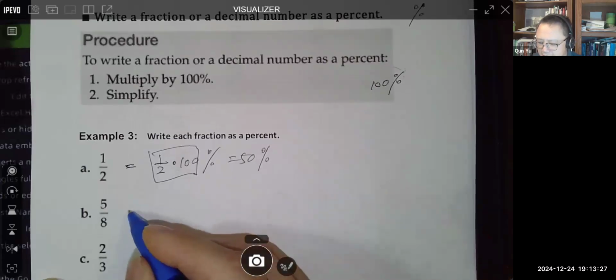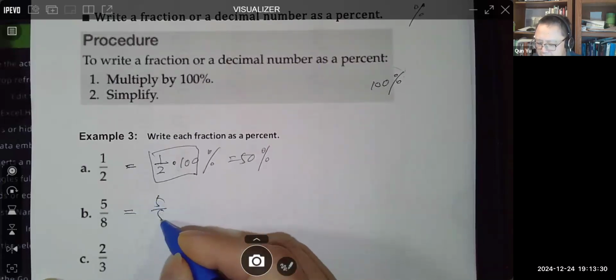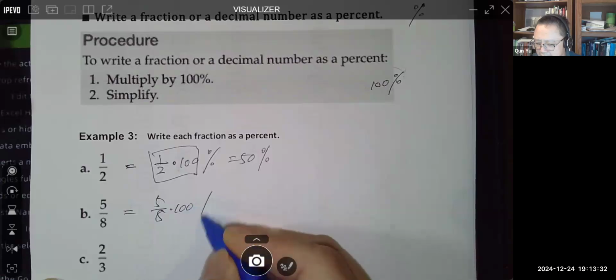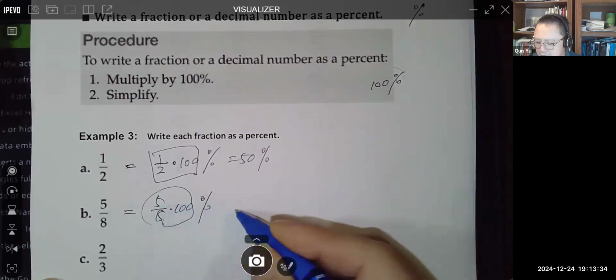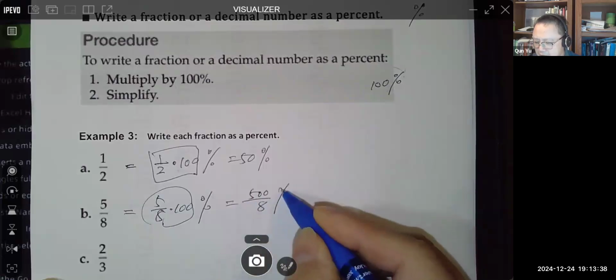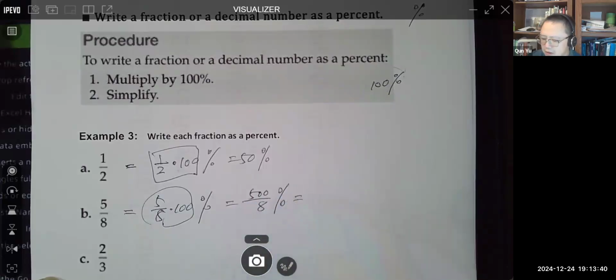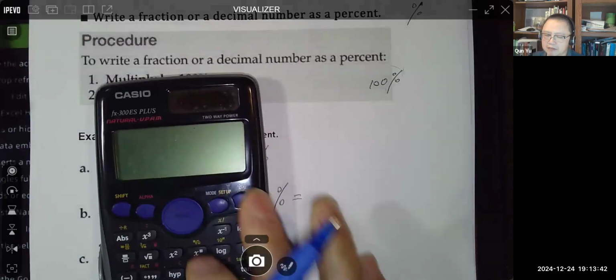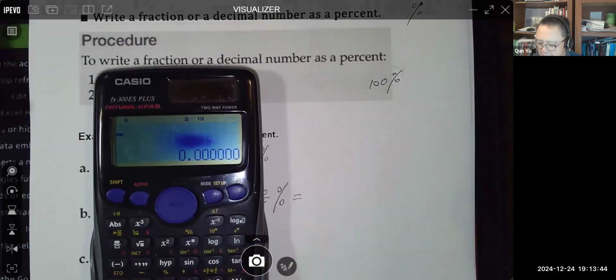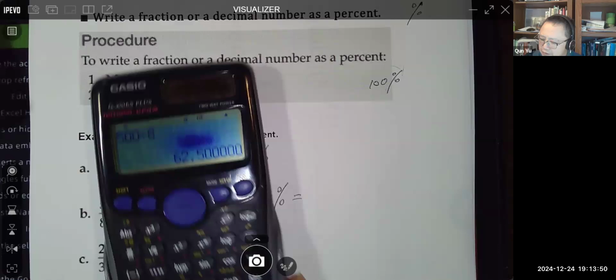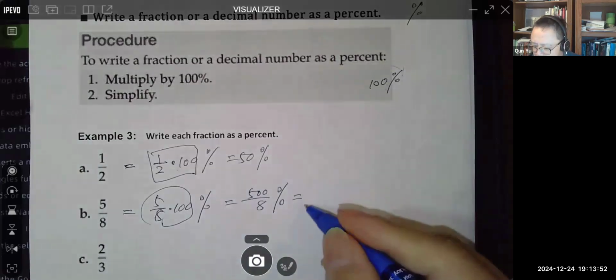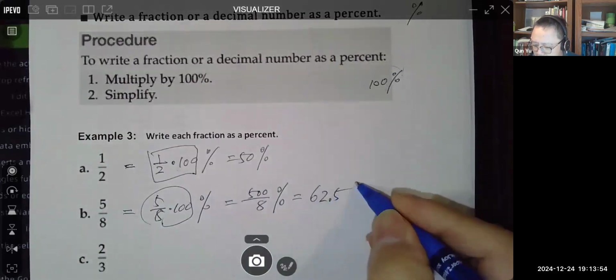Now this one is exactly the same thing, really no difference, times 100%. Now this becomes 500 divided by 8 over the percentage symbol. Now all we need is to do this division. 500 divided by 8, 62.5. So we get 62.5%.